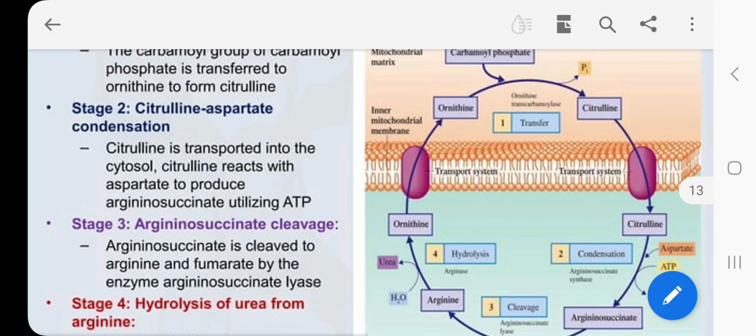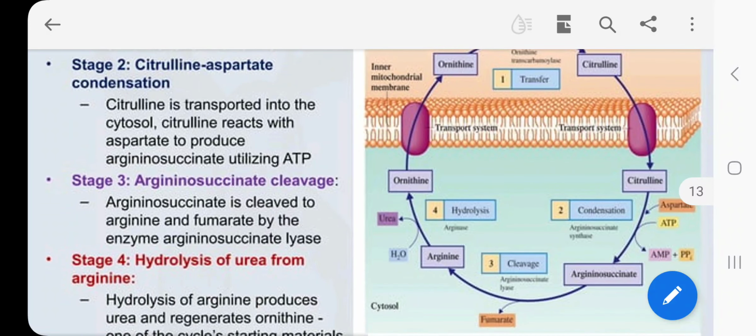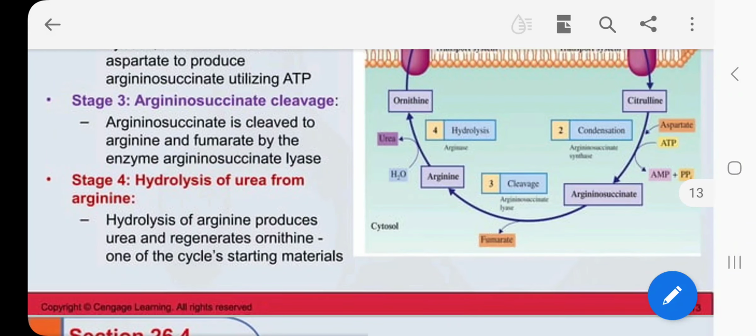Stage 3, argininosuccinate cleavage. So, argininosuccinate is cleaved to arginine and fumarate by the enzyme. Anong tawag? Pag meron tayong cleavage, it's always lyase. And what's the name? Argininosuccinate lyase. Stage 4, hydrolysis of urea from arginine.